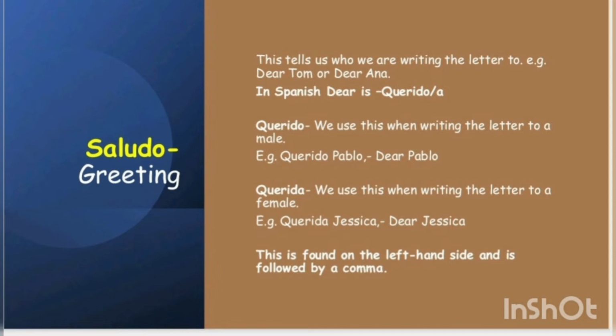However, we use querido, the one ending with the O, when you're writing the letter to a male. So you'd say querido Pablo, querido Juan, querido Bobby. Whereas on the other hand, we use querida when we're writing the letter to a female. So querida Isabel, querida Jessica, querida Marisol, Maria, right? So querido if you're writing the letter to a boy, and querida if you're writing it to a girl.